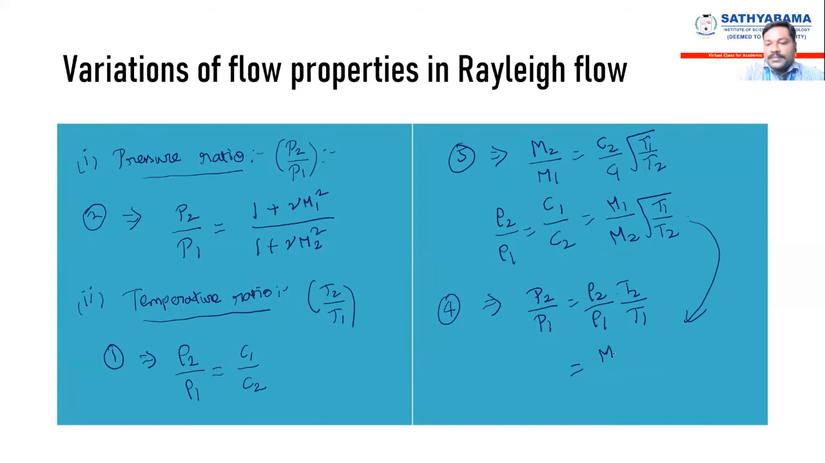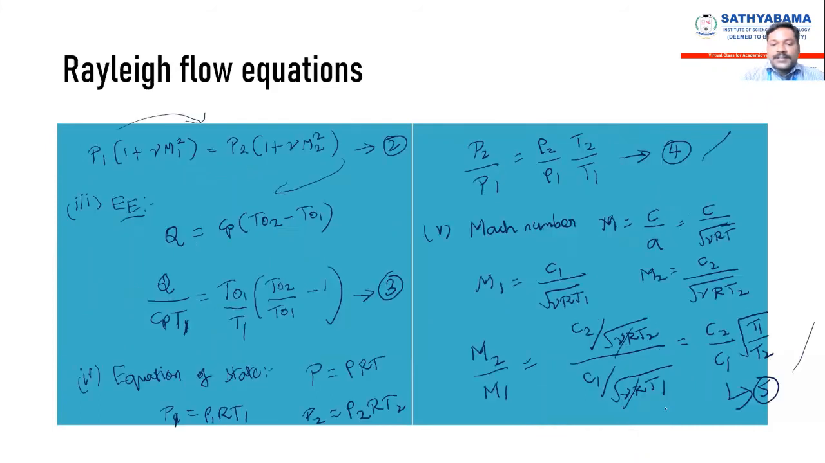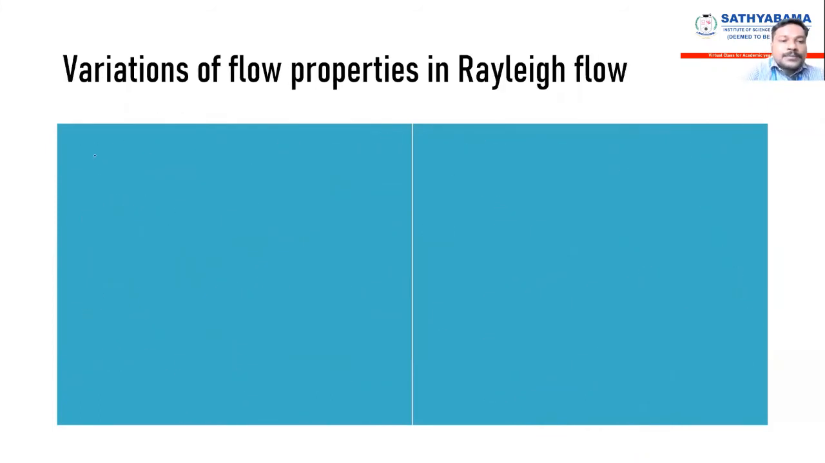Now what is it? So we get M1 by M2 root of T2 by T1, and again T2 by T1 is there. So root of T2 by T1 becomes T2 by T1 to the power of 3 by 2. Finally, P2 by P1 is equal to T2 by T1 to the power of 3 by 2 into M1 by M2. So what will be next? I'm squaring on both sides.